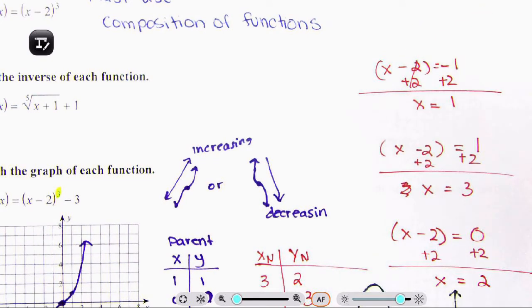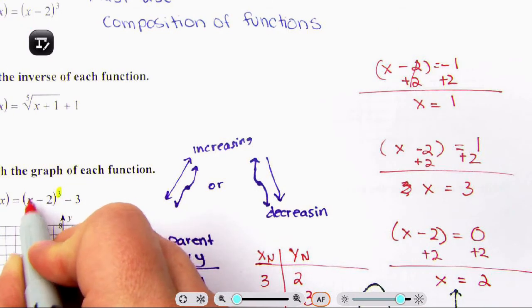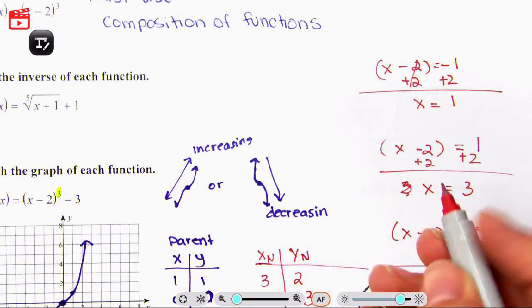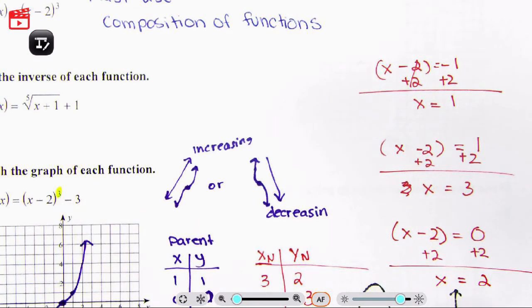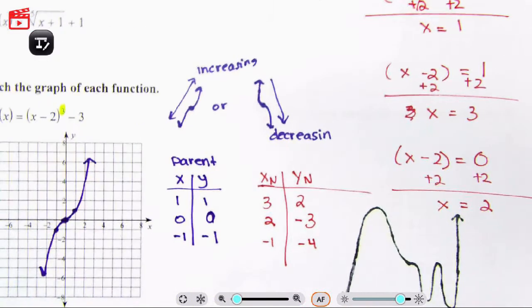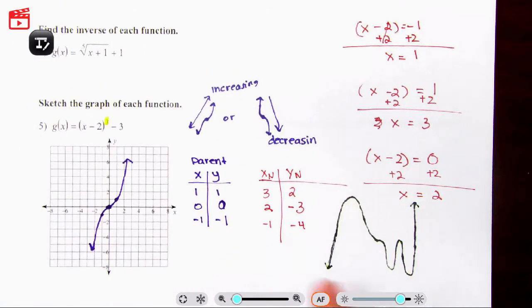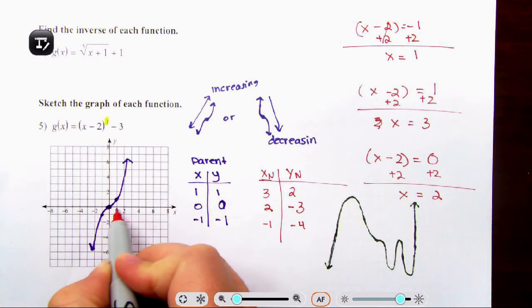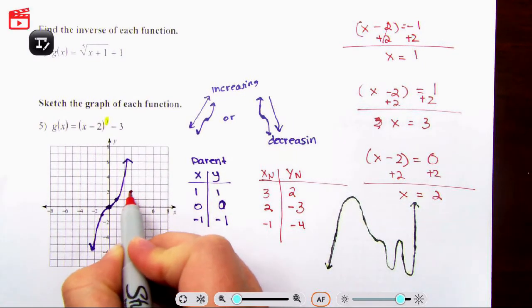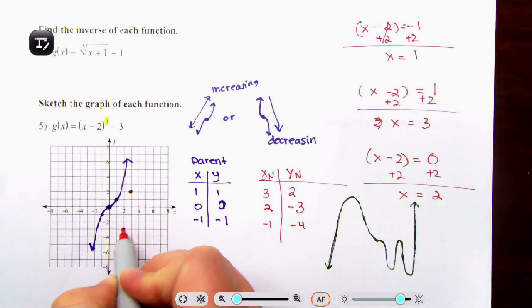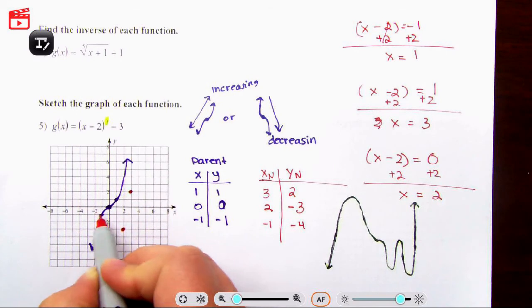So if I have 1 in here, I plug in 1. 1 minus 2 is negative 1. Negative 1 cubed is still negative 1. And then so I have negative 4 as my output. Now taking these points right here, let me zoom back out. There you go. Taking these new points here, I'm going to graph it. So (3, 2), (2, -3), (-1, -4).